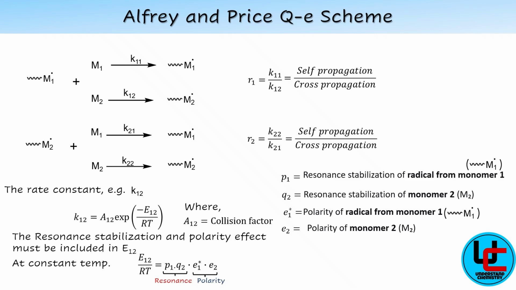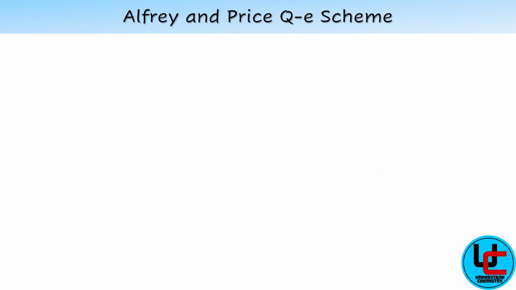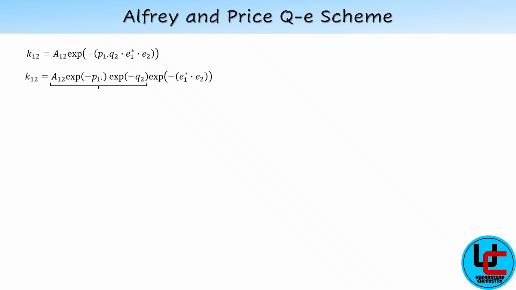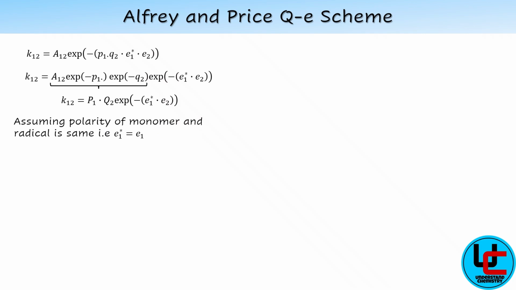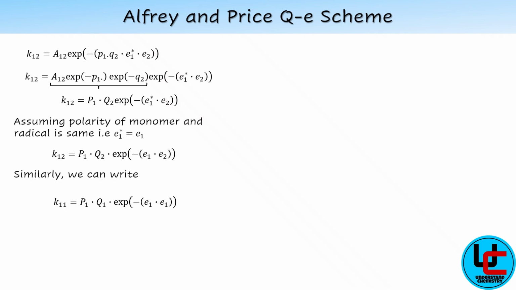Now we are ready to see how the QE equation comes together. We start from the expression for the rate constant K12. By splitting the exponential, we separate the resonance contribution of the radical P1 and the monomer Q2 and the polarity interaction E1 star times E2. We then combine the collision factor and the radical and monomer resonance into a new term P1Q2. Here, we assume the polarity of the radical is the same as the polarity of its parent monomer, so E1 star becomes simply E1.